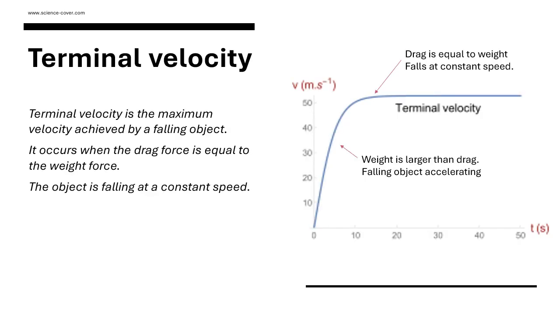Terminal velocity is the maximum velocity achieved by a falling object. It occurs when the drag force is equal to the weight. The object will then be falling at a constant speed. We can see on this graph that when the weight is larger than the drag, the falling object accelerates. However, as the object speeds up, the drag force becomes larger. When the drag is equal to the weight, the object falls at a constant speed.